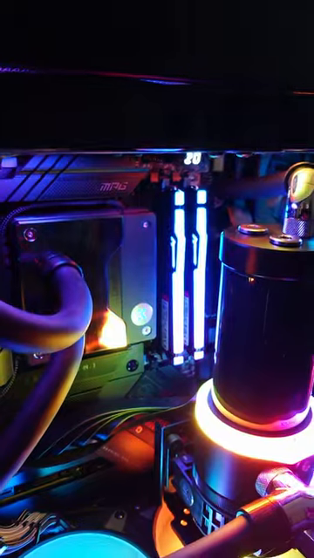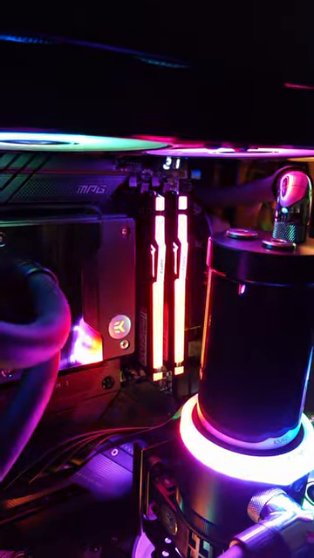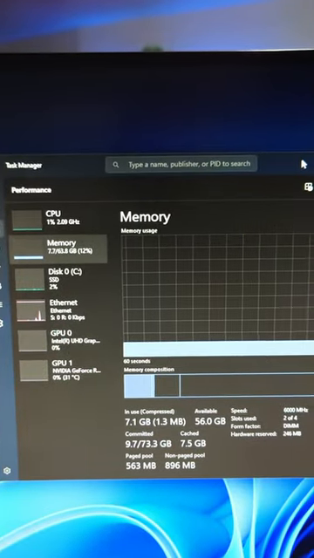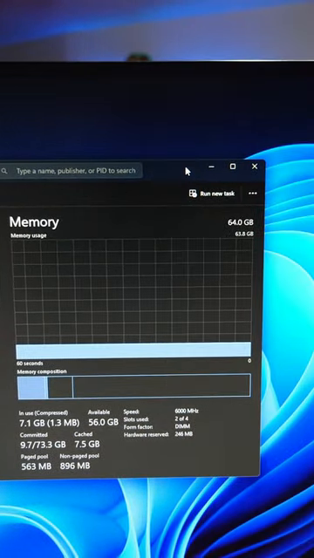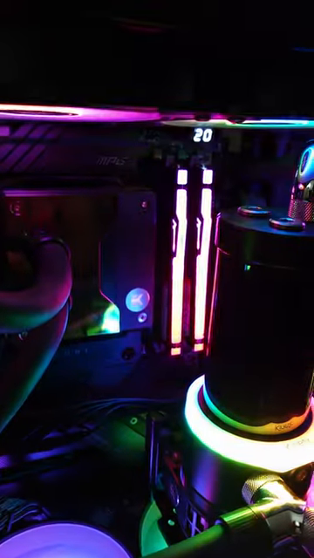Will too many sticks of DDR5 slow you down? Well, let's find out. Currently running with two sticks of DDR5 by Kingston Fury, their Beast RAM, 6000 megatransfers. And it's been completely stable, no issues with this 13900KS processor by Intel. But why don't we fill it up with four sticks altogether?